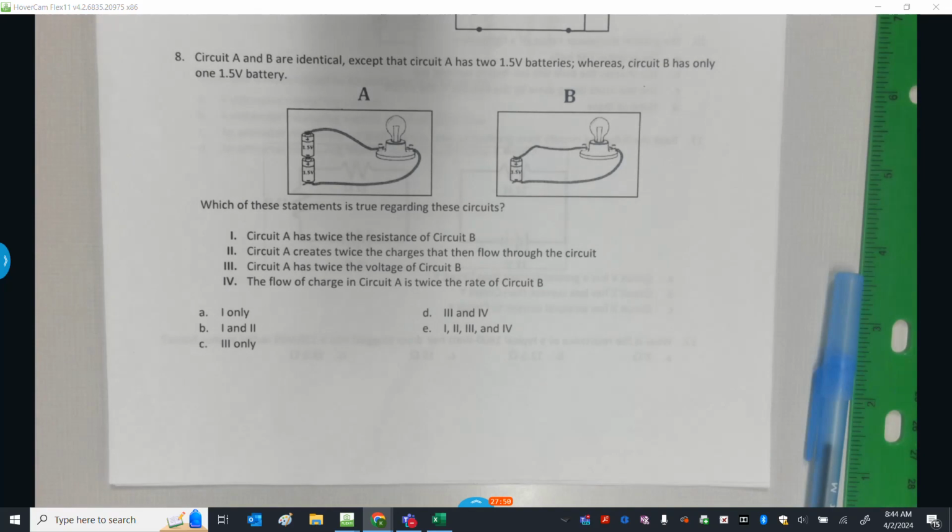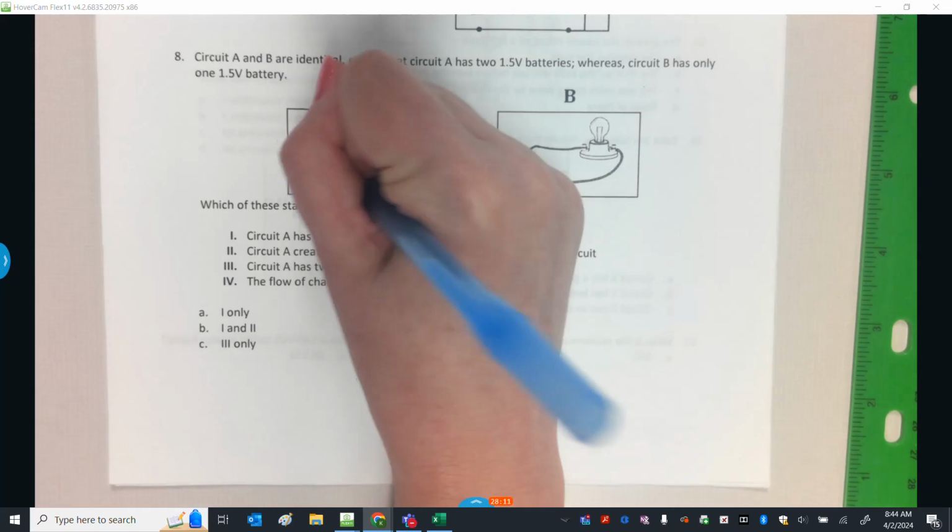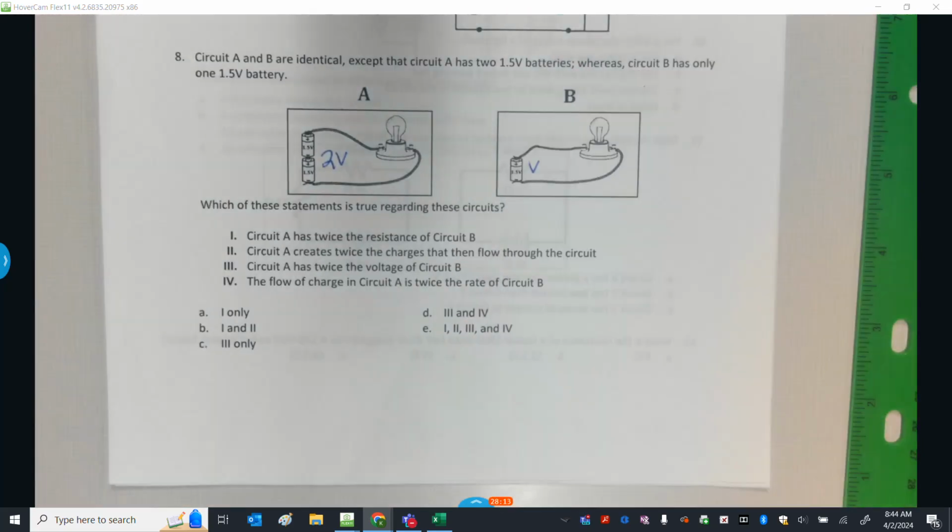Number 8 has these two diagrams, and it says circuit A and B are identical, except that circuit A has two 1.5 volt batteries, whereas circuit B only has one 1.5 volt battery. Which of these statements is true regarding these circuits? So everything is identical except for the battery's voltage. This one basically has twice the voltage of this one. 2V versus V. Or you can call it 3 versus 1.5, because it actually does give you numbers.